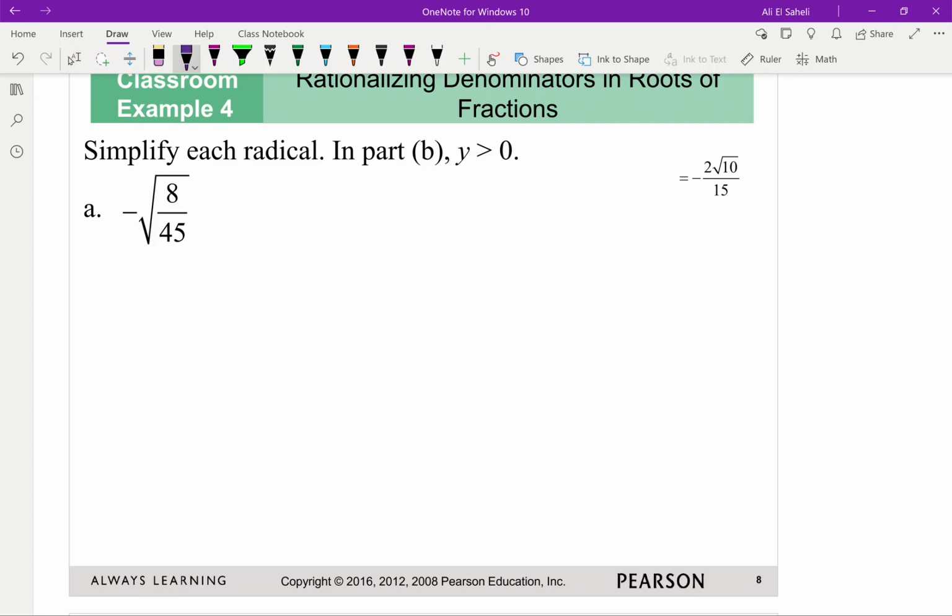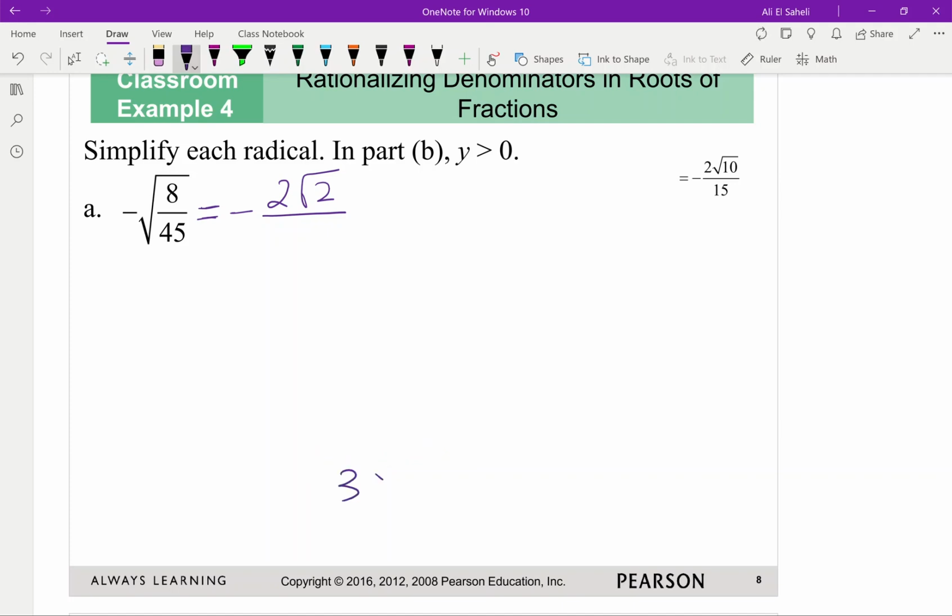So this is equal to, again, the minus is totally outside the radical, so it doesn't affect it. We just carry it along through the calculation. Radical 8 is 2 times 4. Okay, 8 is 2 times 4. Radical 4 is 2, and you are left with 2 under the radical sign.